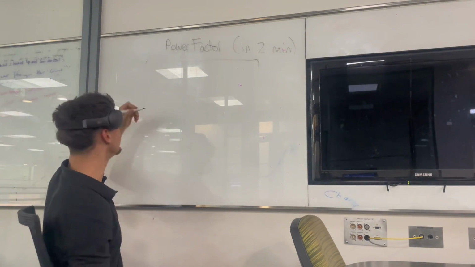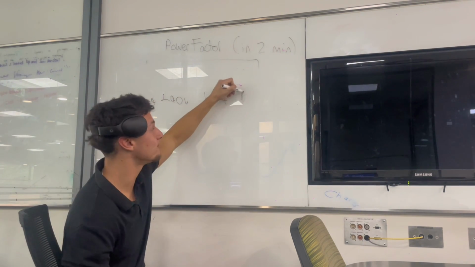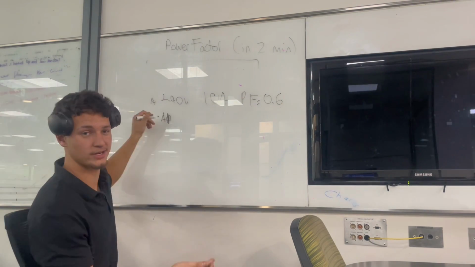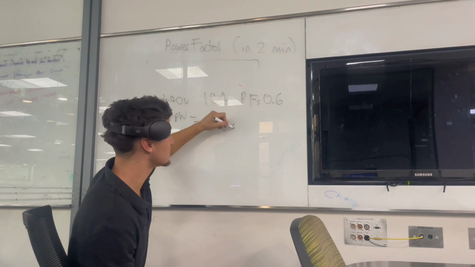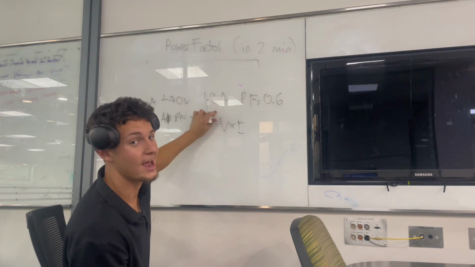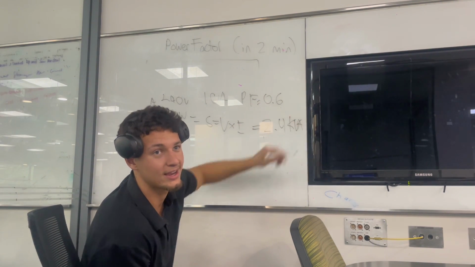Let's say, for example, a 240 volt load, 10 amps, at a PF of 0.6. The apparent power, S, equals V times I, which is equal to 240 times the 10 amps. It's 2.4 kVA.